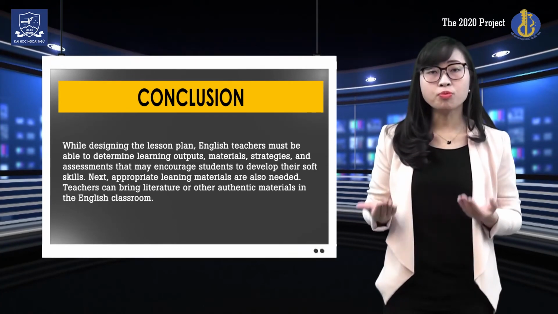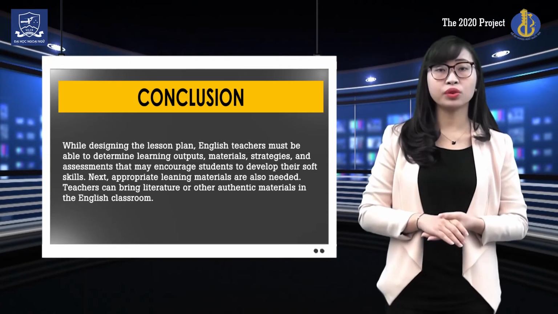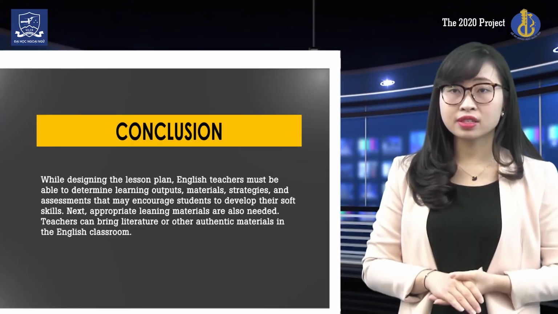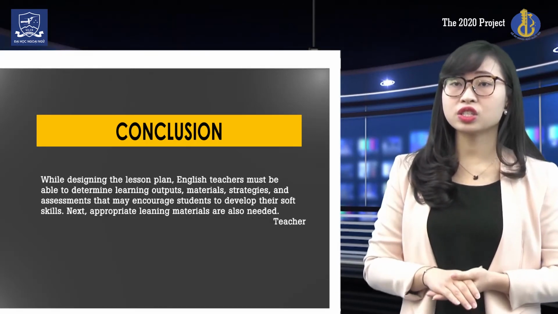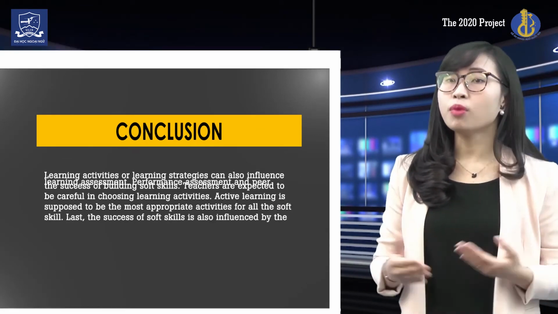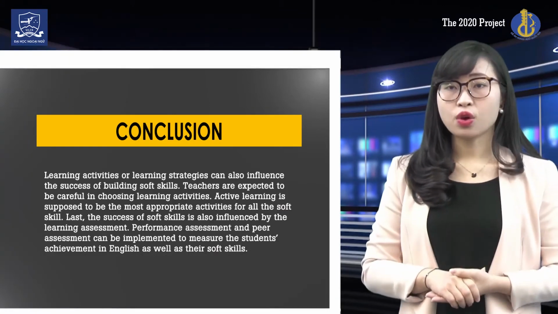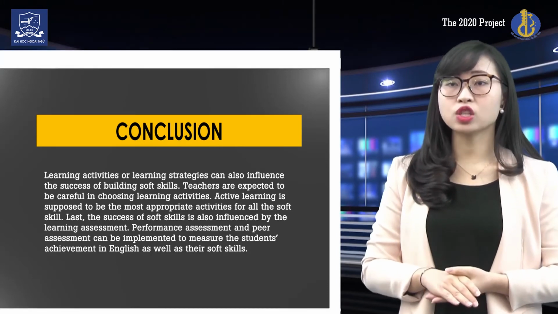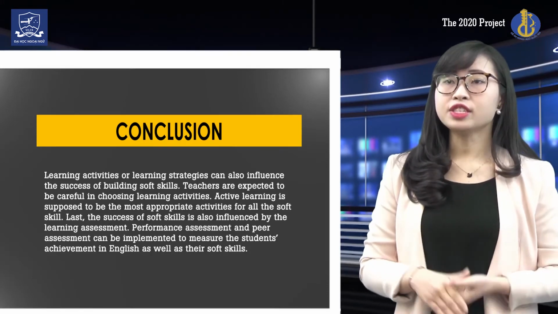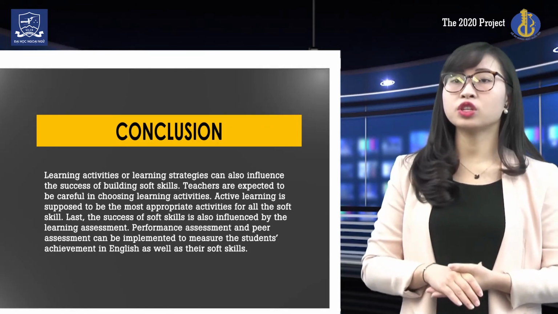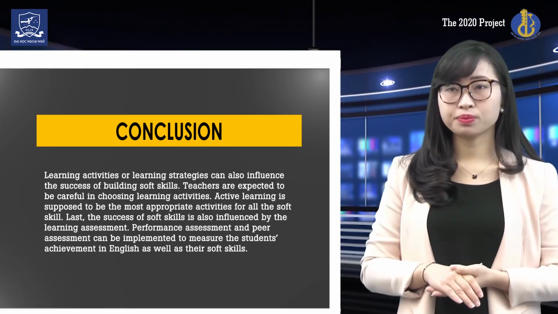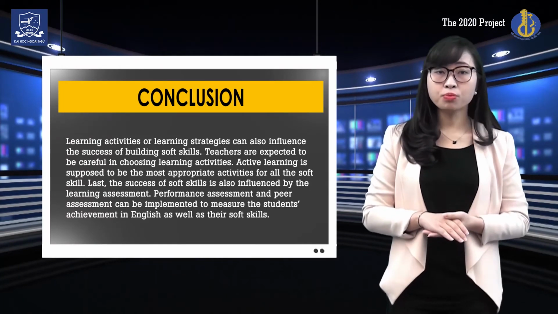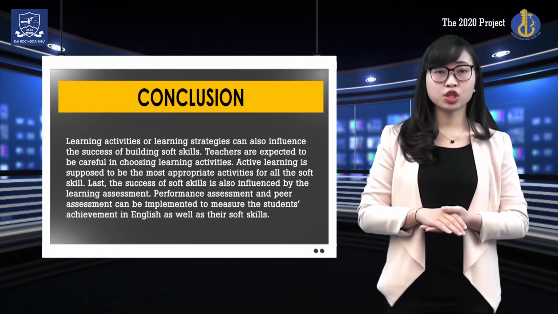Next, appropriate learning materials are also needed. Teachers can bring literature or other authentic materials in the English classroom. Moreover, learning activities or learning strategies can also influence the success of building soft skills. Teachers are expected to be careful in choosing learning activities as well. And active learning is supposed to be the most appropriate activity for all the soft skills.